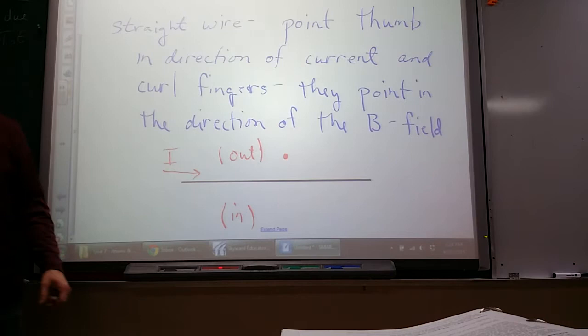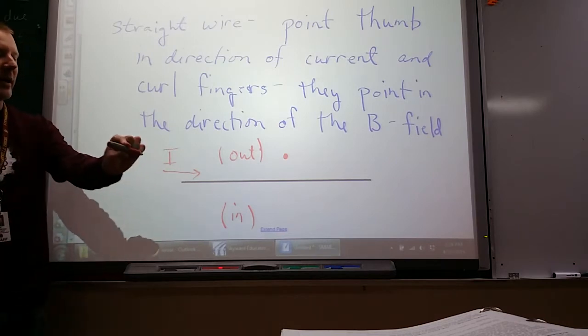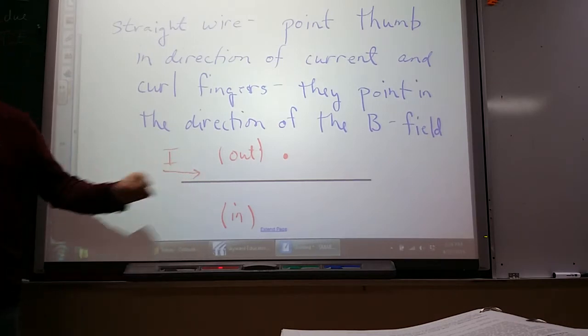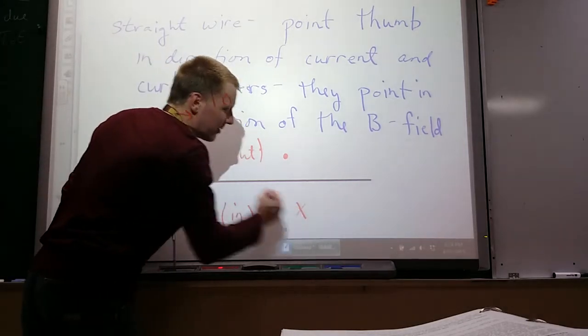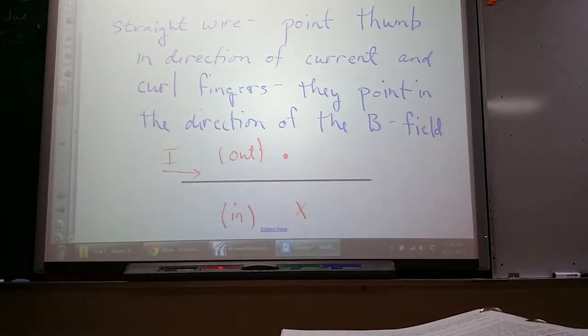Okay, and if it's going back into the board, we'd see the arrow going away from us. We'd see the back. We mark that like we're seeing the fletching. So we mark it with an X. If it's in the plane of the board, we can put an arrow up or to the right or whatever. But in this case, it's not.